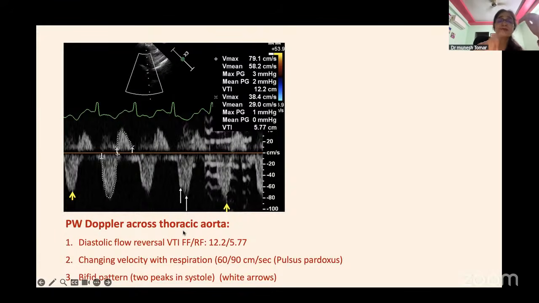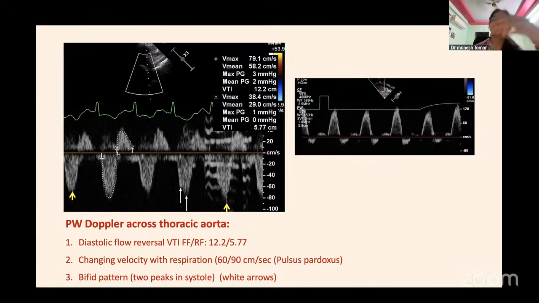So S1 and S2 velocities are seen in one phase of the cardiac cycle. So these are the three important findings we can find from the pulse Doppler across the descending thoracic aorta. And this is the abdominal aorta. Again, the same thing. There is diastolic flow reversal in the abdominal aorta.